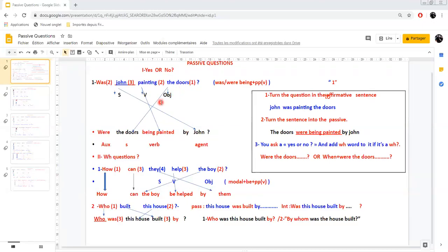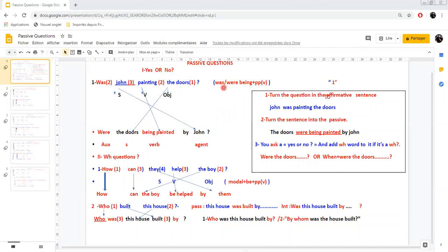So number one, you are going to bring your object here and put it as the subject. This is one. Number two here is "was" and the past participle, so you start with number two here. Since we are asking a question, we start with an auxiliary. Now, doors here is a plural and it is in the past. Have a look at this rule here.